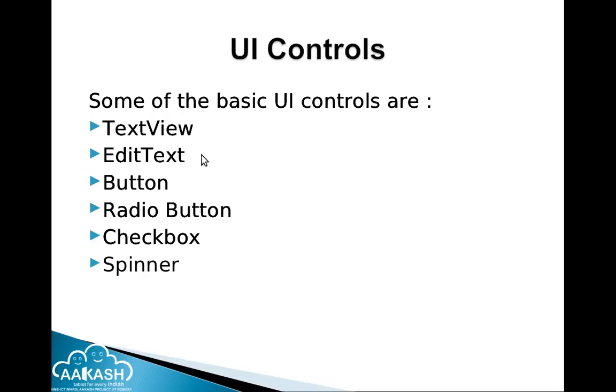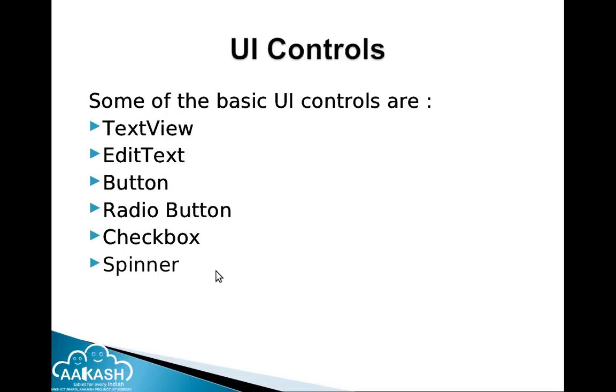A button consists of text or icon or both that communicates what action occurs when the user touches it. Radio button allows the user to select only one option from a given set. Checkboxes allow the user to select one or more options from a set. Spinner is a drop-down list of values from which a user can select any one at a time. So it is a kind of list.